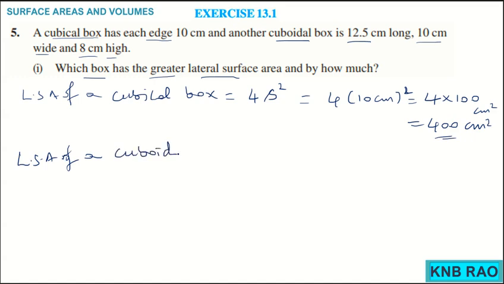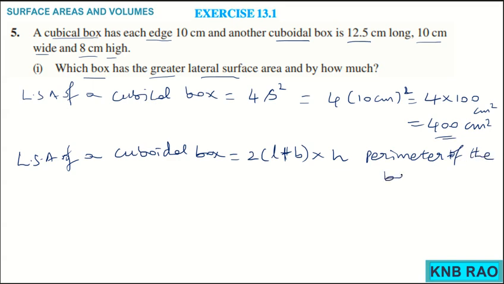Now, the lateral surface area of a cuboidal box is 2 times (L plus B), that is, the perimeter of the base into height.